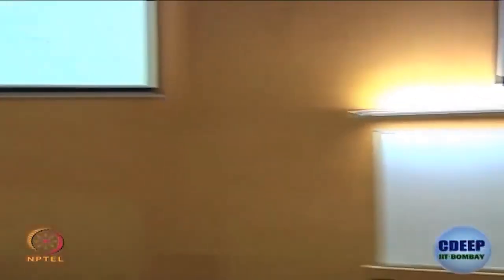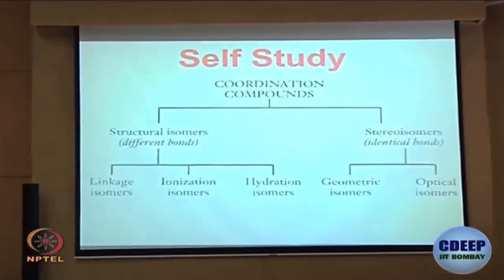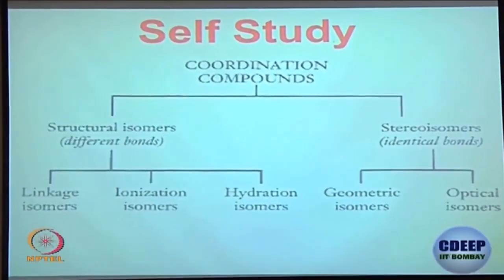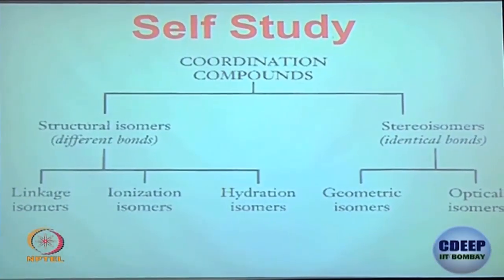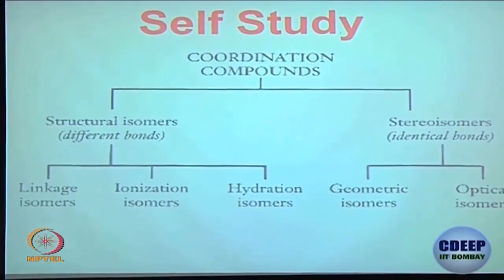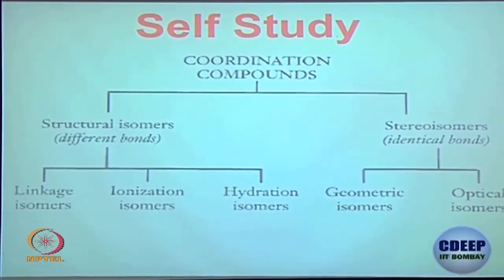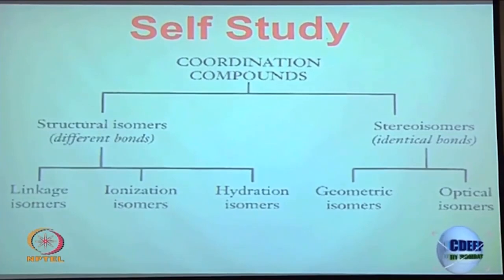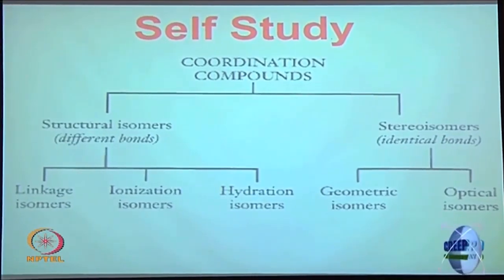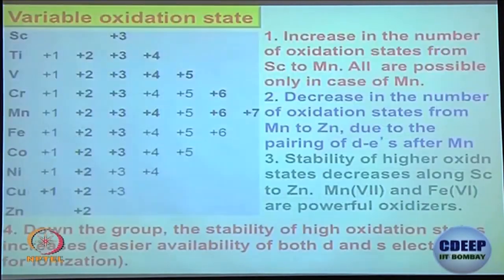Okay, self-study I will not discuss. This is the isomerism part. I think in the Moodle you are given enough information on it, so you just study the isomerism in these coordination complexes. Usually one question is expected from this part, maybe a 1 mark question on isomerism.